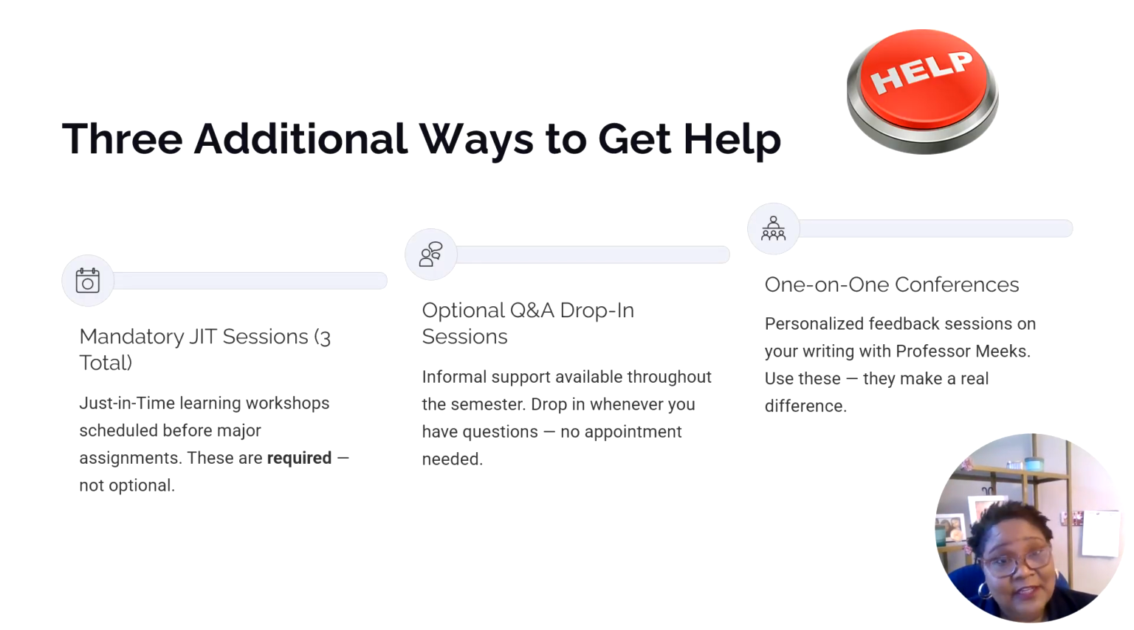In addition to emailing me, the course has other ways that you can contact me. And the quiz asks you to list these, at least 3, so pay attention here. Number 1, the mandatory JIT sessions. These are our just-in-time sessions. Just in time, again, stands for sessions that are appropriately placed when you need them in the semester.